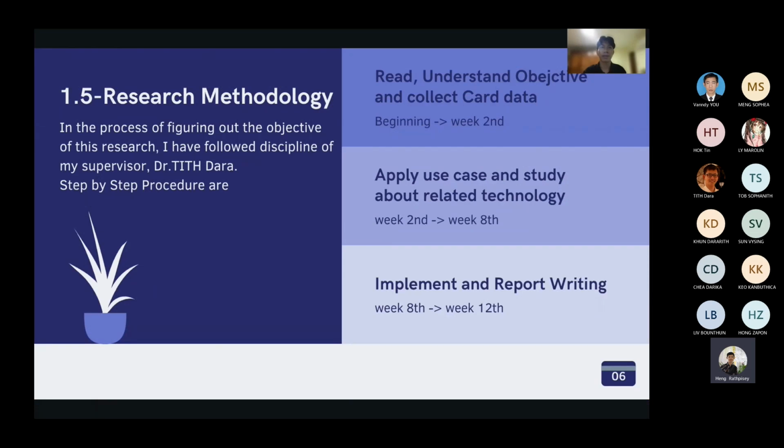Let's move to research methodology. In the process of figuring out the objective of this research, we have followed the described lines of my supervisor, Dr. Tet Dara, step by step. For the first 2 weeks, we read and understand the objective and collect the card data. From the second week to the 8th week, we apply use cases and study the related technology, which takes about 6 weeks. And for the last, we do the implementation and report writing. The duration is about a month.